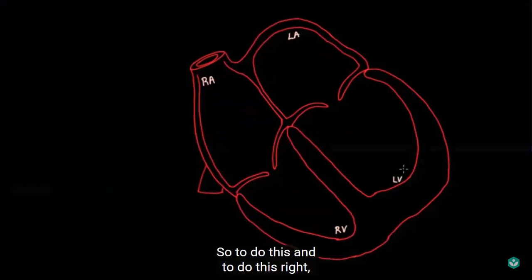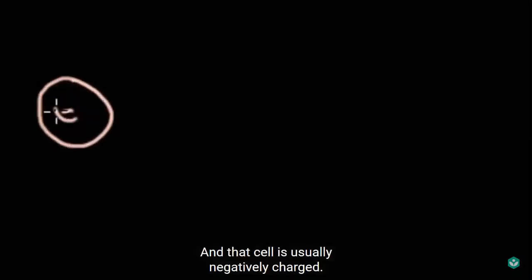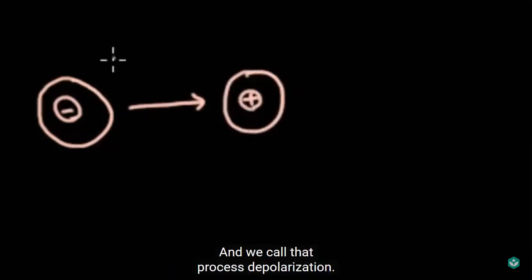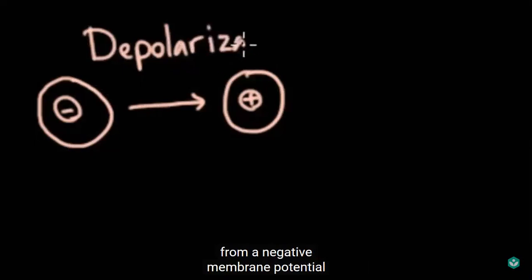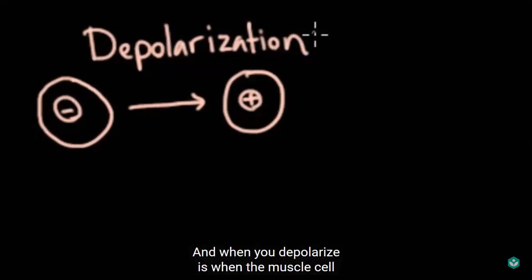So to do this right, the heart has got to coordinate how it squeezes. And we know that the way it squeezes down is you have a cell, and that cell is usually negatively charged, and it will at some point become more positively charged. And we call that process depolarization, right? So depolarization is the idea of going from a negative membrane potential to something much more positive. And when you depolarize is when the muscle cell can squeeze down.